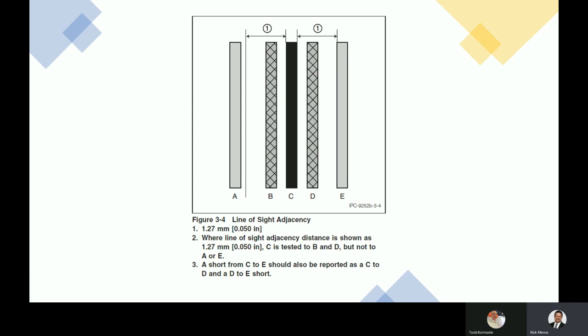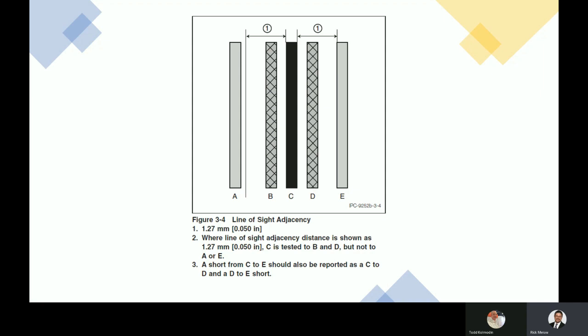We can reduce that number by doing, as Todd mentioned, adjacency, where we could test A to B. If there's a short from A to B, it would detect it. And if there was a short between B and C, it would detect it. So the short technically from A to C is still there, but it's just using B as kind of the midpoint. It's all production time, machine time, it's a little bit of saving.